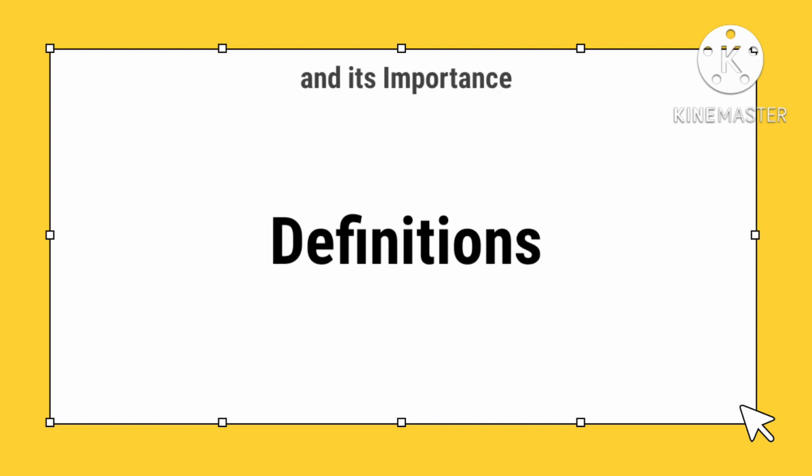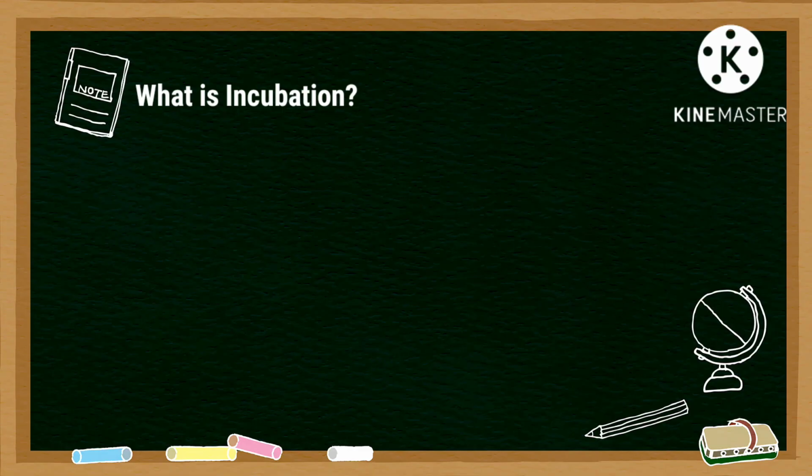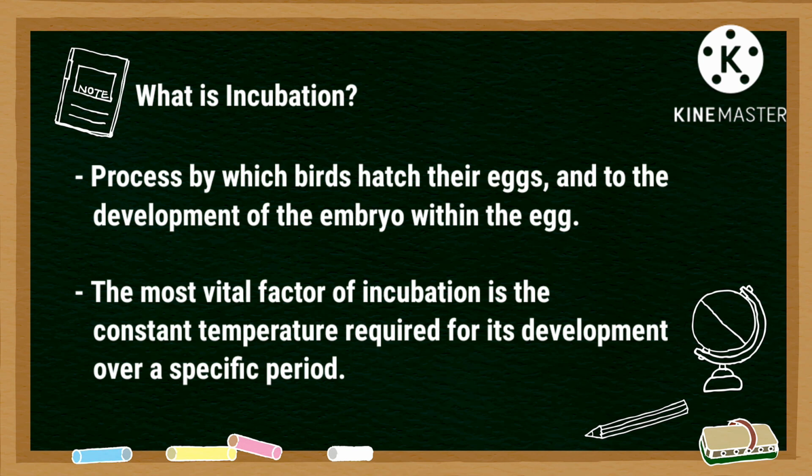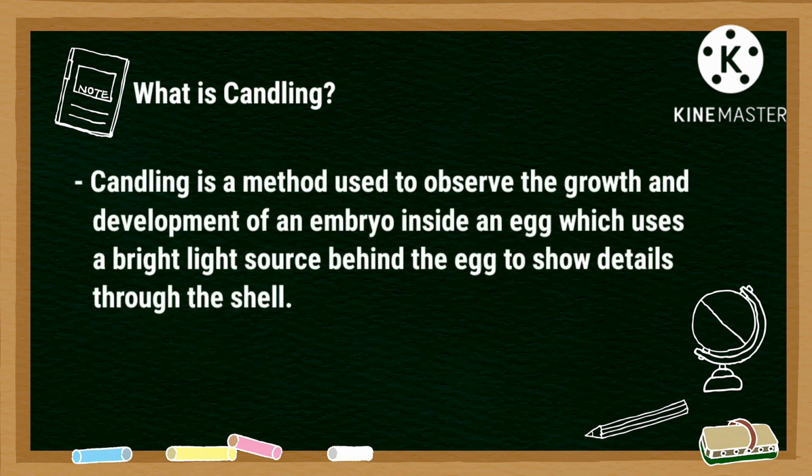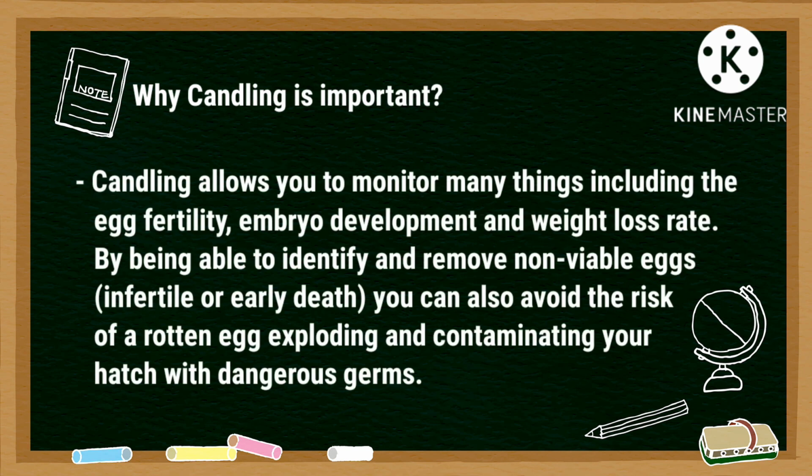Now, let's proceed to definitions. So what is incubation? Incubation is the process by which birds hatch their eggs into the development of the embryo within the egg. Next is candling. Candling is a method used to observe the growth and development of an embryo inside an egg, which uses a bright light source behind the egg to show details through the shell. So why candling is important? Candling allows you to monitor many things including the egg fertility, embryo development, and weight loss rate.